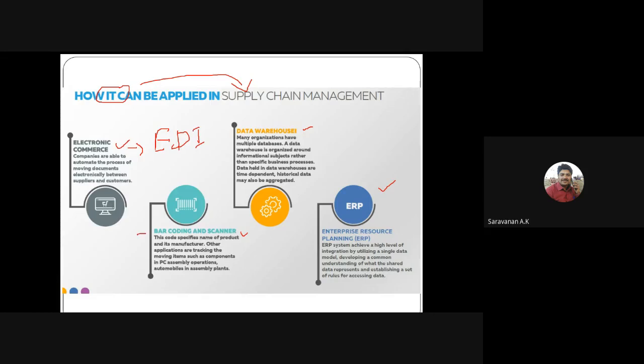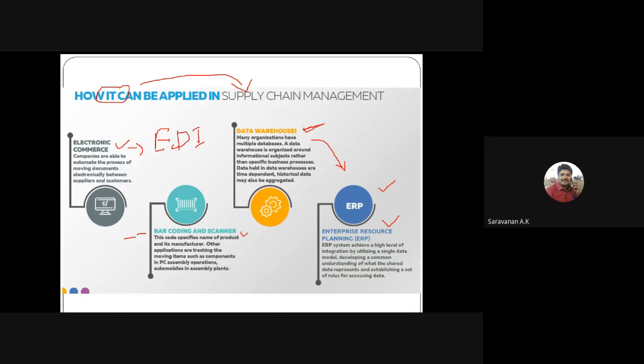Then barcodes and scanners, and we have to use some software in the management systems, either the warehouse management system or the inventory management system. So in a particular supply chain network, we have plenty of management systems. How will the management data be gathered, and how will it be accessed? That data system is accessed across the whole supply chain network by using enterprise resource planning.